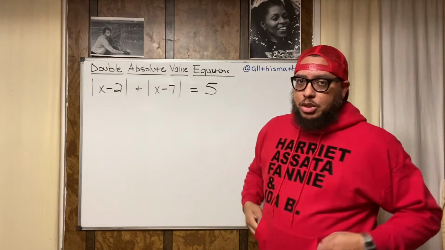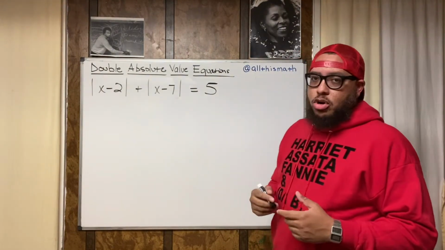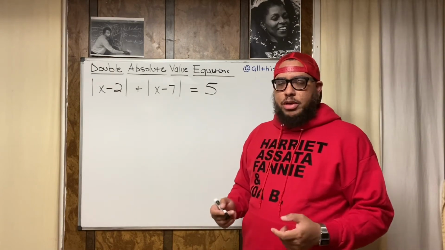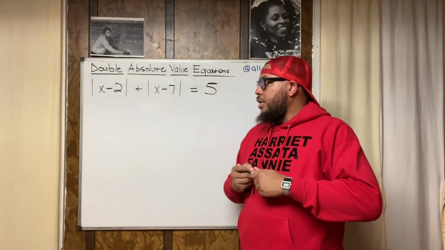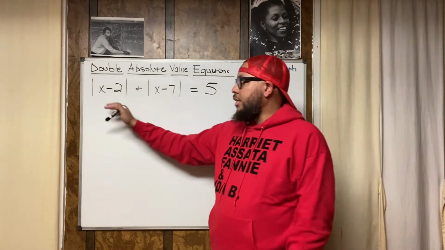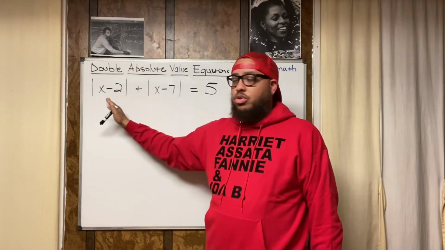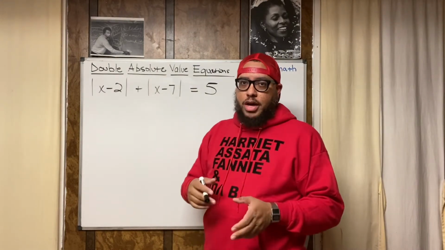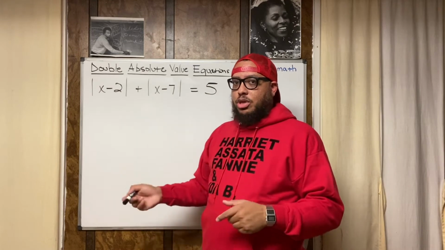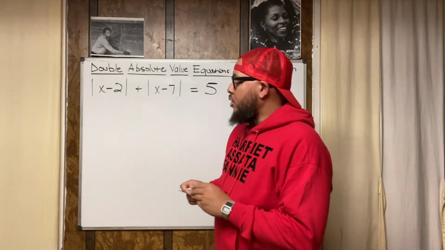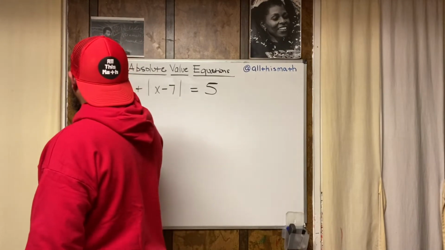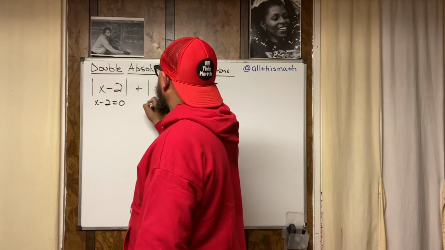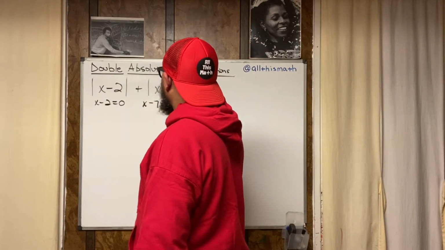The first step in these problems is to find what I call turning points. Some teachers or professors may refer to them as breaking points, but I call them turning points. The way we find the turning points is you take each of the expressions within the absolute value, set up an equation that's equal to 0, and solve for x. So we're going to have x minus 2 equals 0, and x minus 7 equals 0, and solve for x.